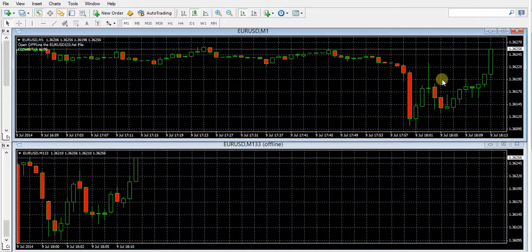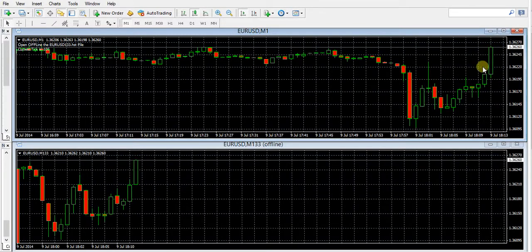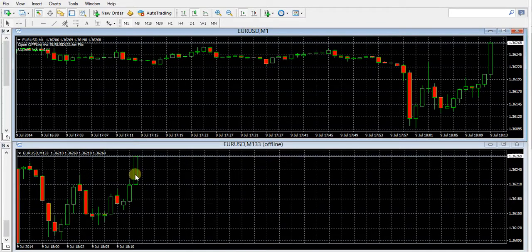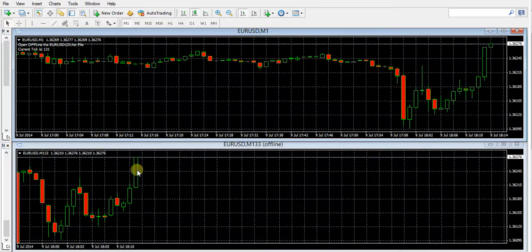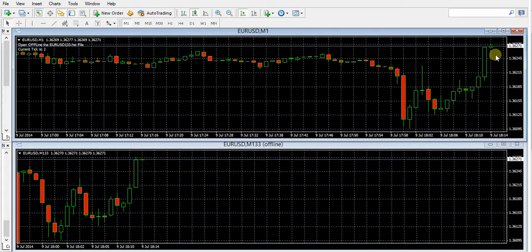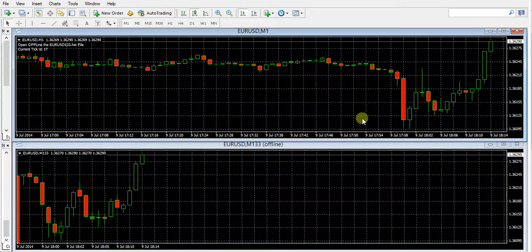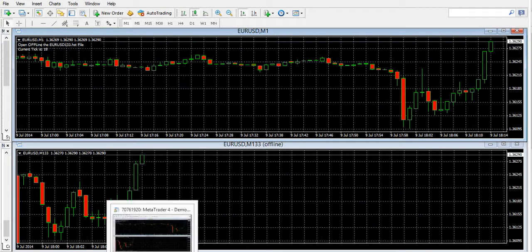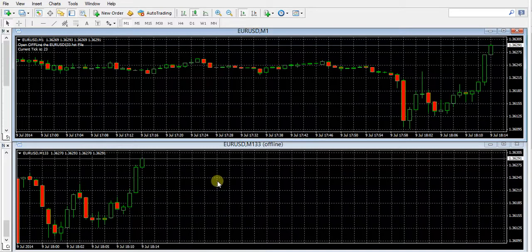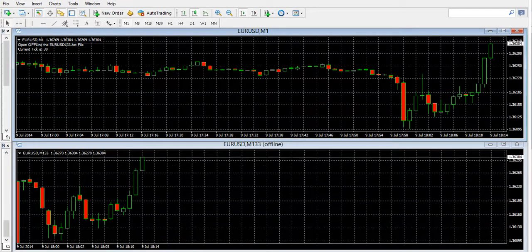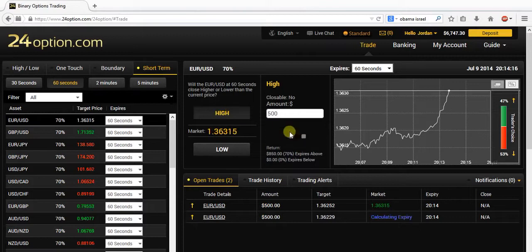So we have confirmation of the trend here, and as I talked about, this is a perfect example of using this principle of confirmation of the trend. 3 bullish candlesticks forming here, 3 more bullish candlesticks forming here on the M1 chart. Perfect execution of this strategy. That's going to be $700 made profit right there.